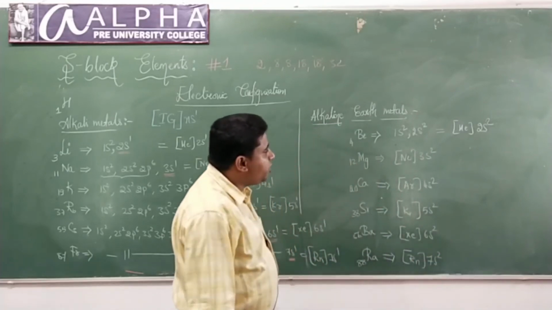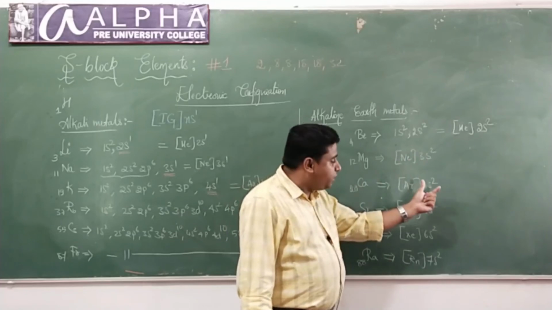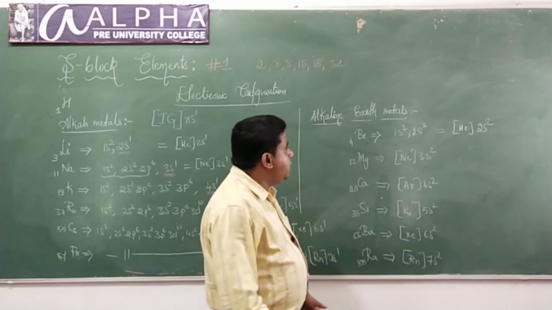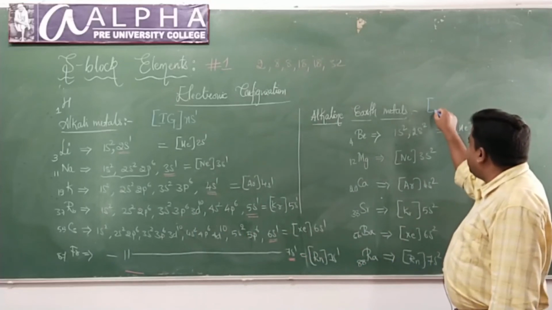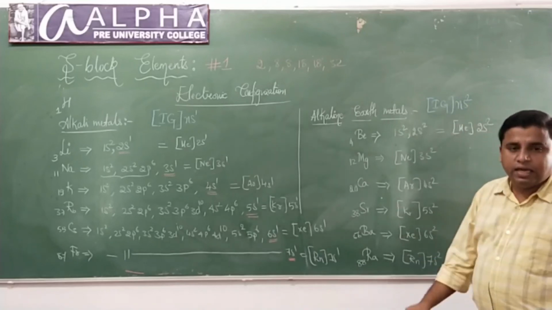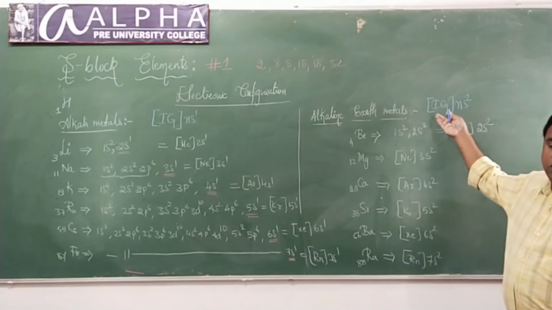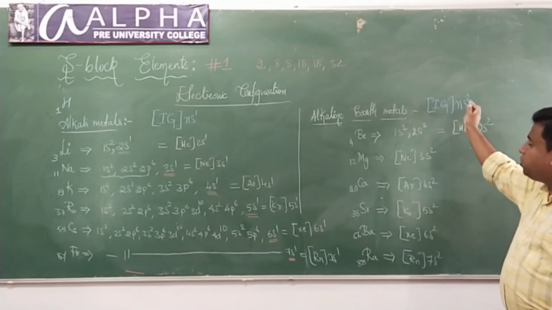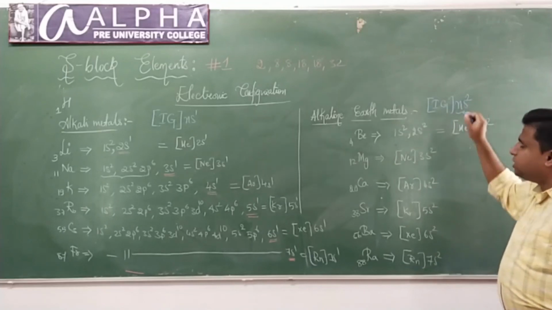Observe the electronic configuration: helium configuration 2s2, neon 3s2, argon 4s2, krypton 5s2, xenon 6s2, radon 7s2. Therefore, the general outer electronic configuration of alkaline earth metals is inert gas configuration ns2, isn't it? Here also the inner orbitals are completely filled and the outer orbital has 2 electrons in the s orbital.